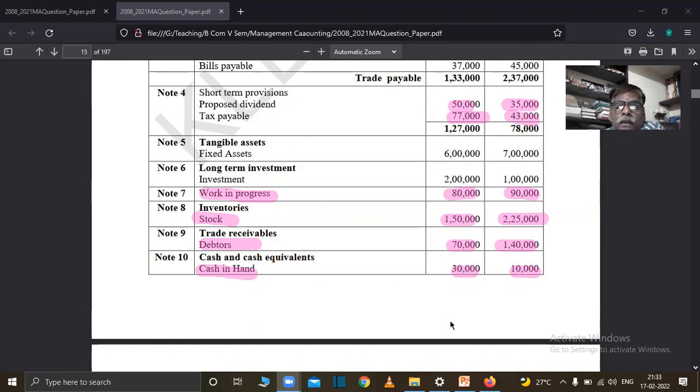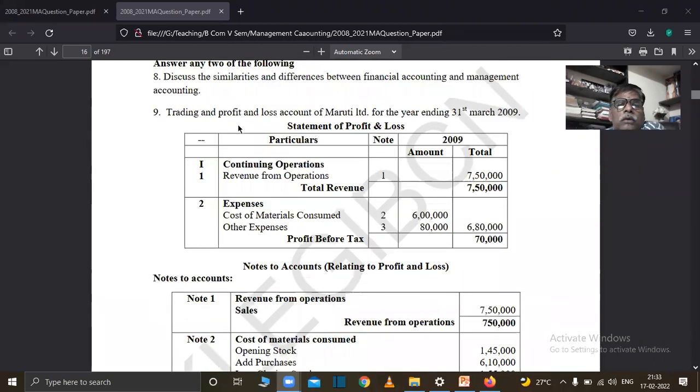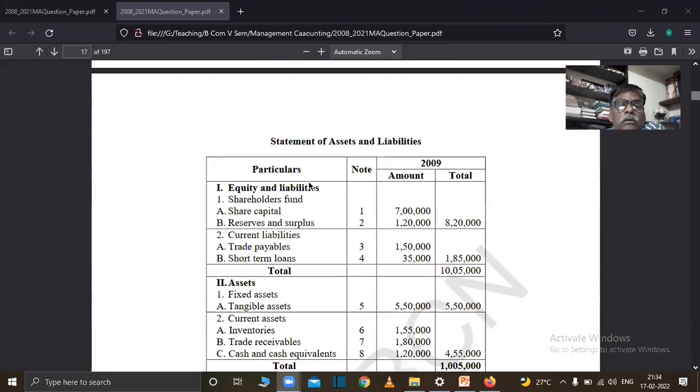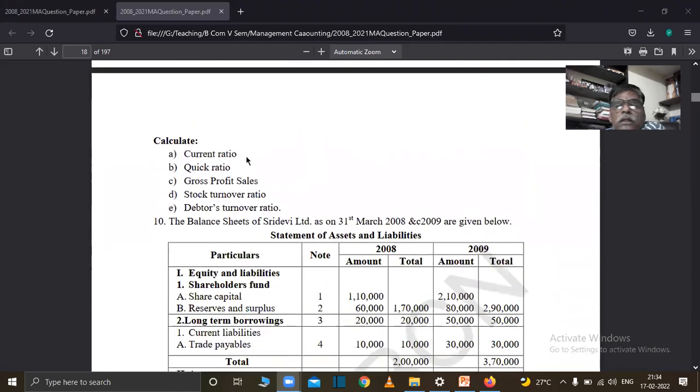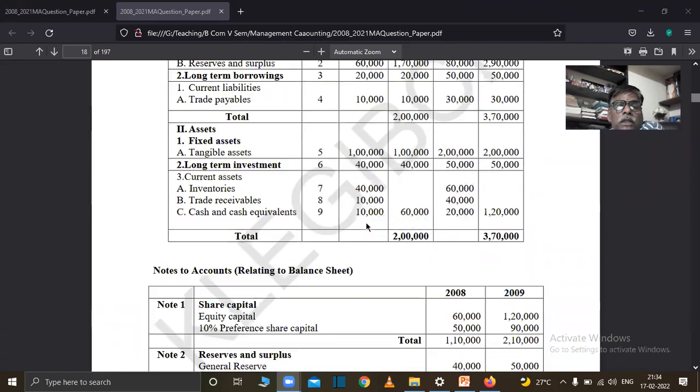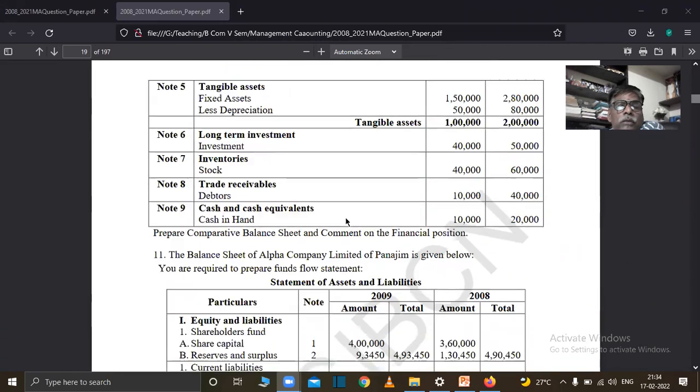Okay. Now we go to 15 marks question. In the 15 marks question, question number 9 is connected with trading profit and loss account, and notes are there. They asked to calculate ratios. It is a ratio analysis problem. Question number 10, 2008, 2009 balance sheet is there. And this problem is connected with comparative balance sheet.